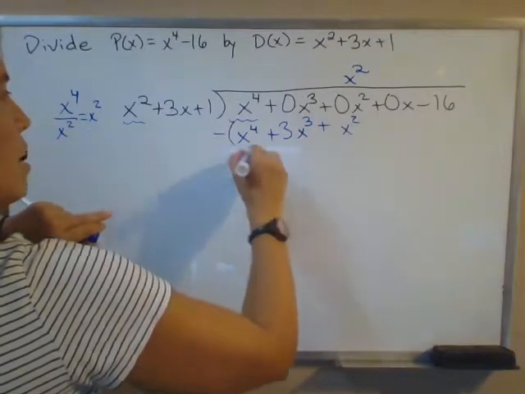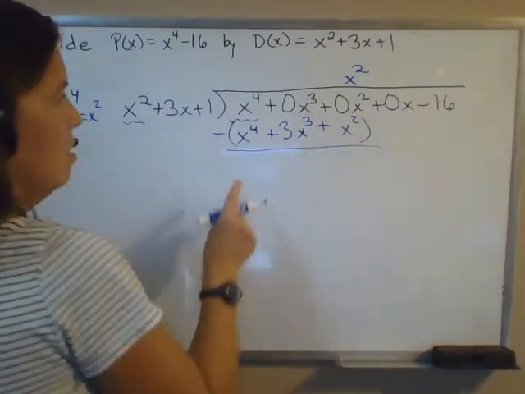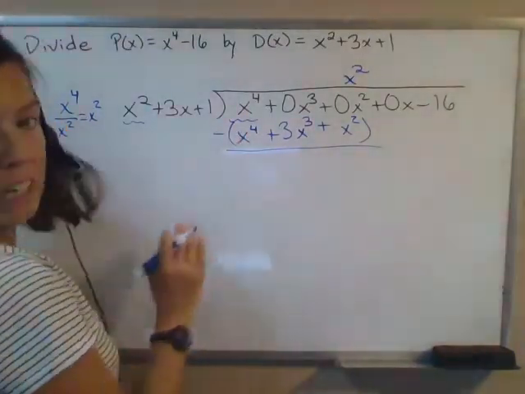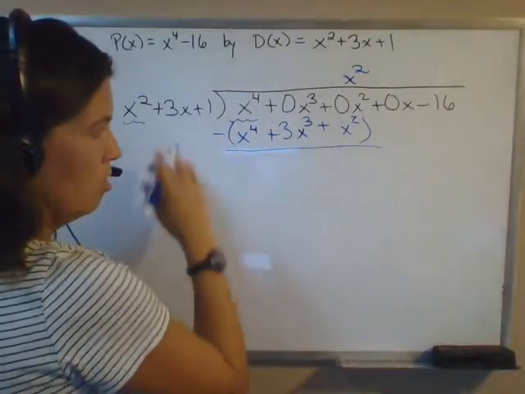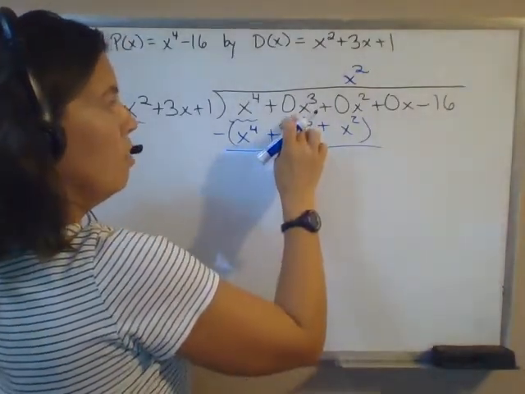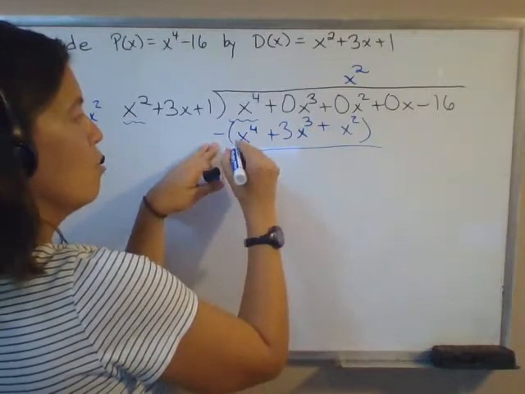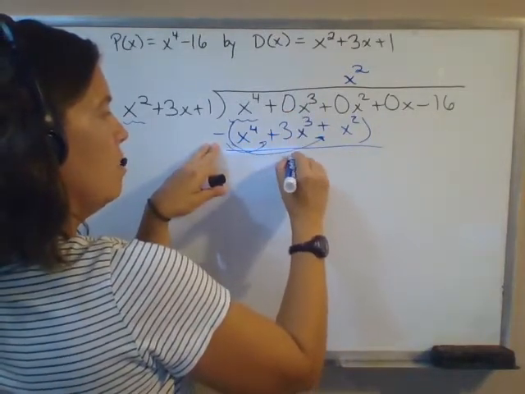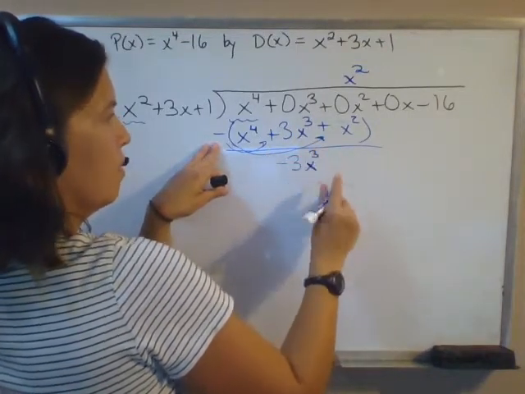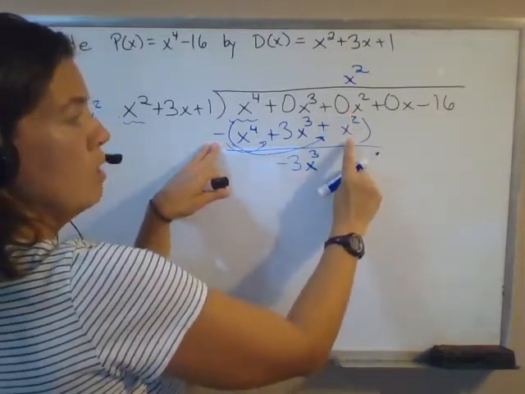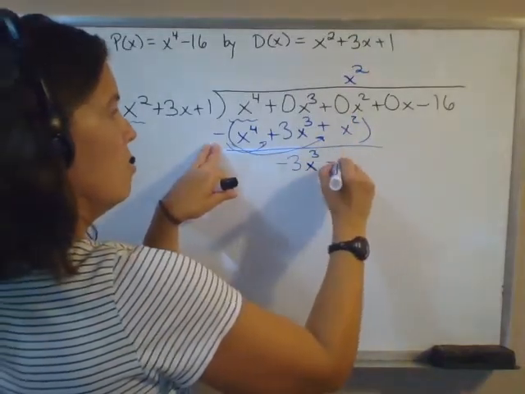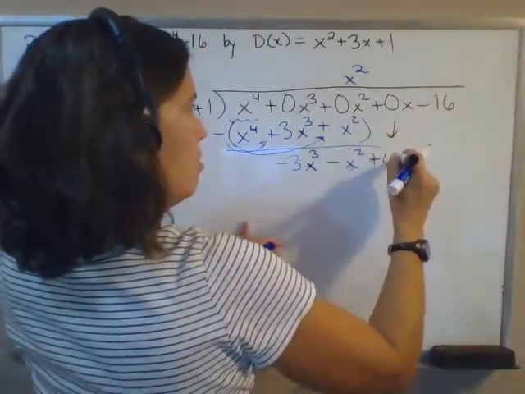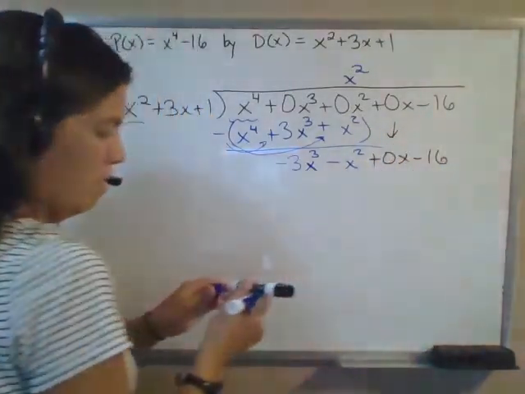Okay, now subtract from what's above. So x to the fourth minus x to the fourth, the x to the fourths are gone, and that should always happen with your leading term on this subtraction step. It should cancel itself out. 0x cubed minus 3x cubed. Remember that this negative distributes. So 0 minus 3, this is negative 3x cubed now. Similar thing over here, 0x squared minus x squared, so this is negative x squared. And I'll bring down these last terms, so plus 0x minus 16.